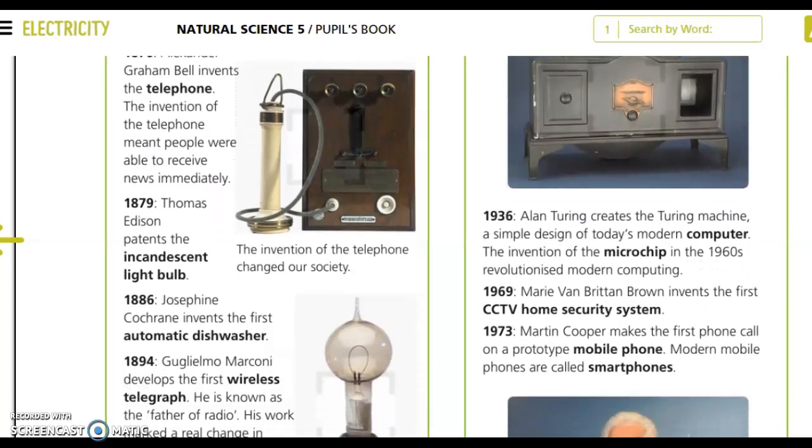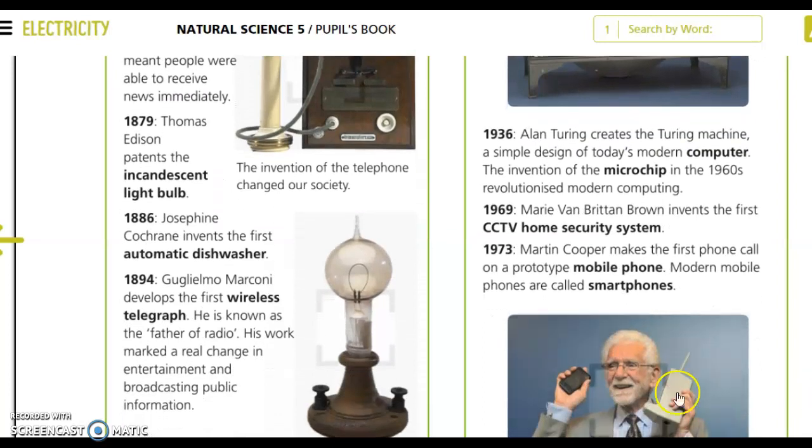1879. Thomas Edison patents the incandescent light bulb. So it's in that moment when people stop using candles to be able to see at night in the dark, and they can start, you see, using bulbs to see. Imagine how it was having to light a candle every time you wanted to go somewhere at night.